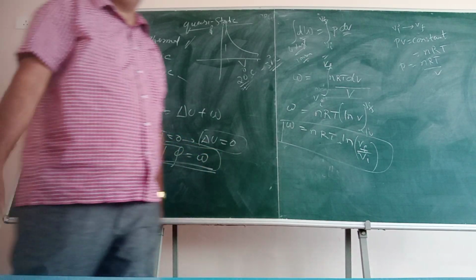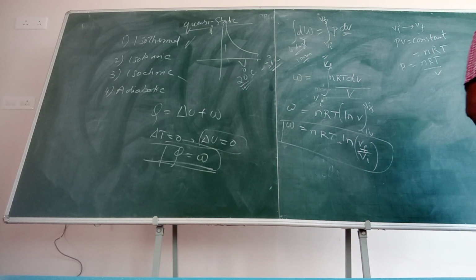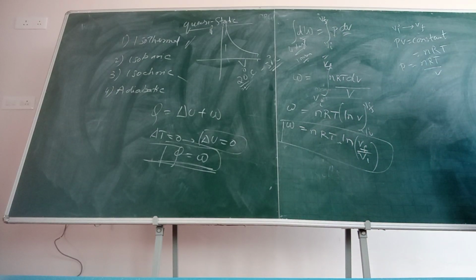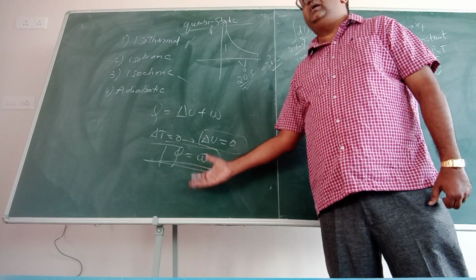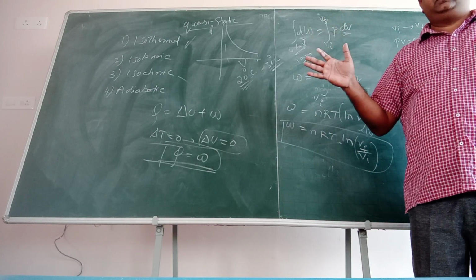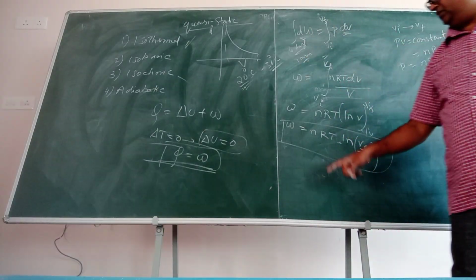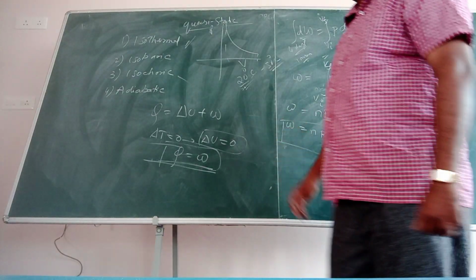Many times in your paper, this question is asked in NEET and all that. So isothermal process is given to you. Whatever heat you supply, that entire heat is used to do external work. And what is that external work? This is the formula. So you write it down.